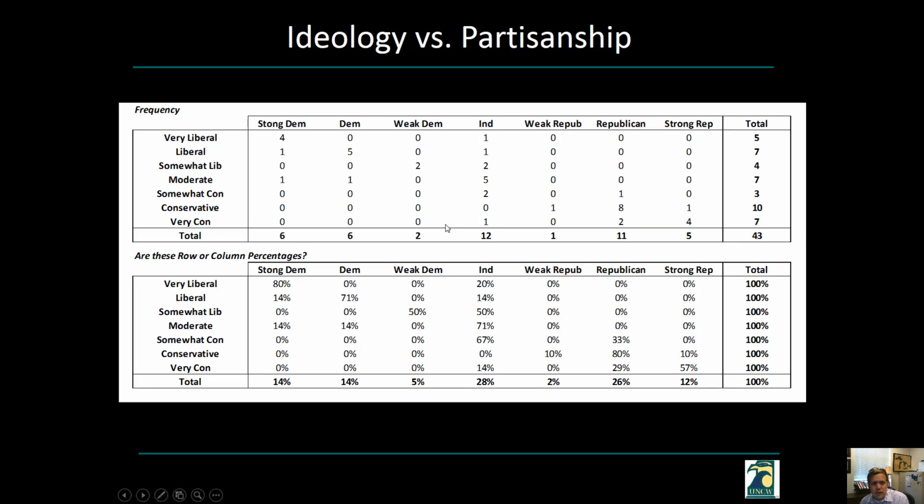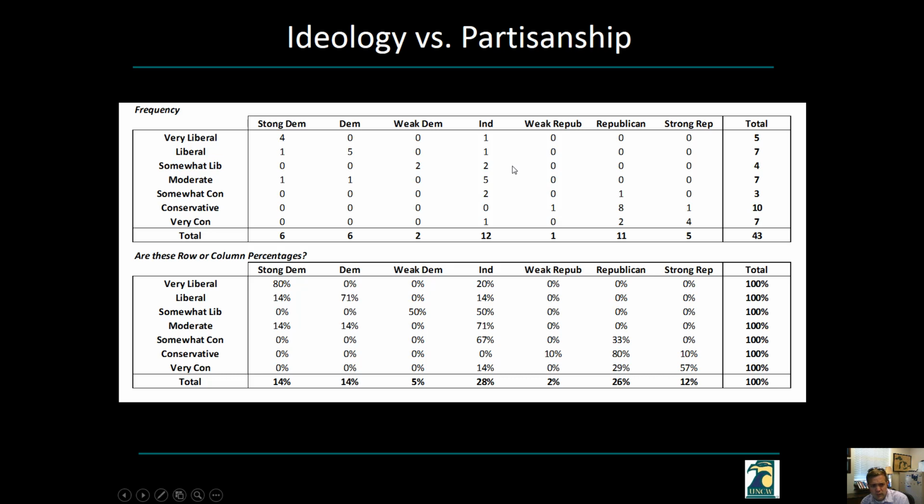So let's look here at another cross-tabulation, this time between ideology, liberal to conservative, and partisanship, strong Democrat to strong Republican. A lot of times people use these words interchangeably, which is not true. Ideology is a different thing than partisanship. It just so happens that in today's climate we see a lot of Democrats that are liberal, and Republicans that are conservative. So let's see if there's a statistical relationship here.